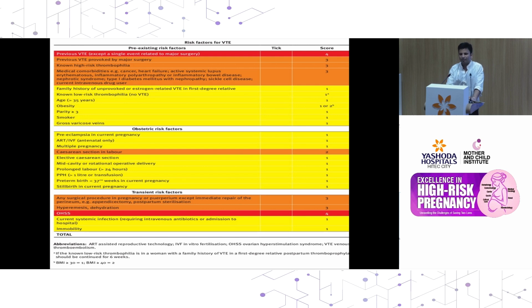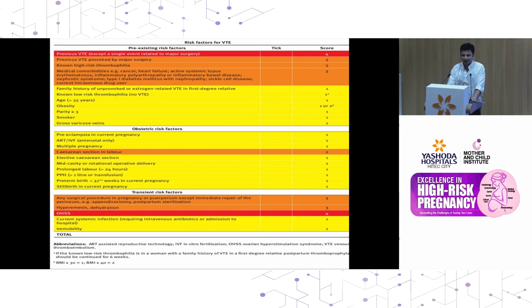And based on age, like age more than 35, and obesity by BMI, like BMI more than 30, we grade it as 1, and BMI more than 40, we grade as 2. Parity more than 3, we grade as 1. Smokers as well as gross varicose veins, we grade as 1. There are other obstetric risk factors: preeclampsia we grade as 1, and a patient on assisted reproductive techniques like IVF, we grade as 1. Multiple pregnancies, twin or triple pregnancy, we categorize as 1.